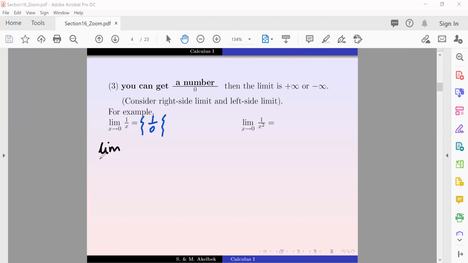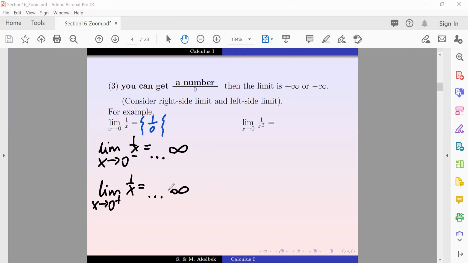So the limit as x goes to 0 from the left of 1 over x, we know it would be infinity. I only need to figure out whether it's plus infinity or minus infinity, because we already know by the definition that it's always infinity. Number over 0 in terms of limits is always infinity. And also the limit as x goes to 0 from the right side of 1 over x, I also know it's going to be infinity. I only need to figure out whether it's plus or minus infinity.